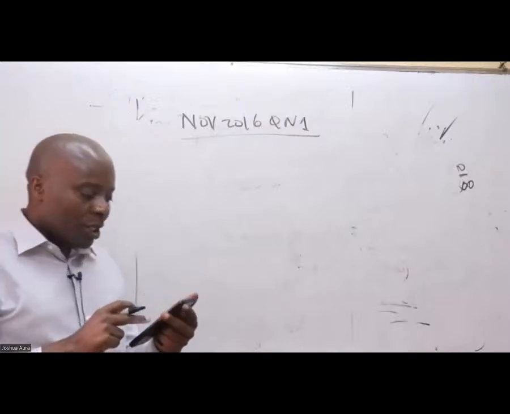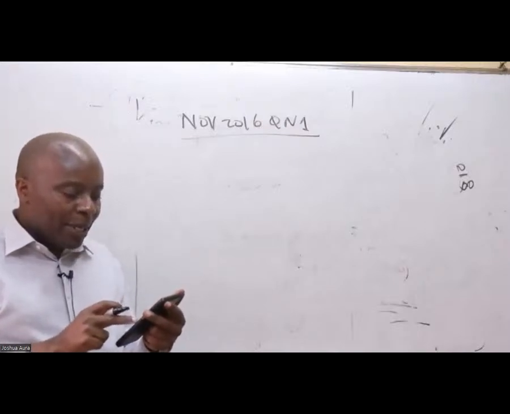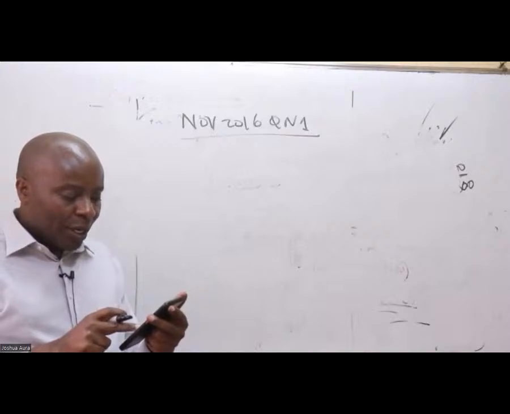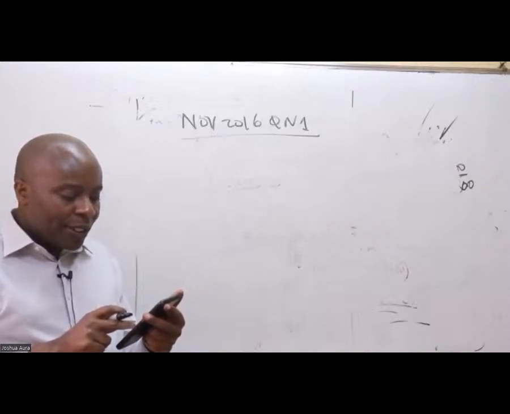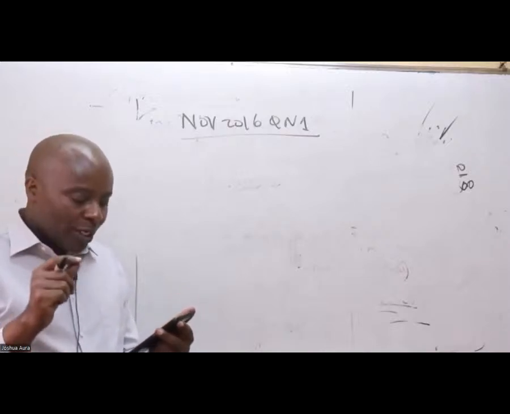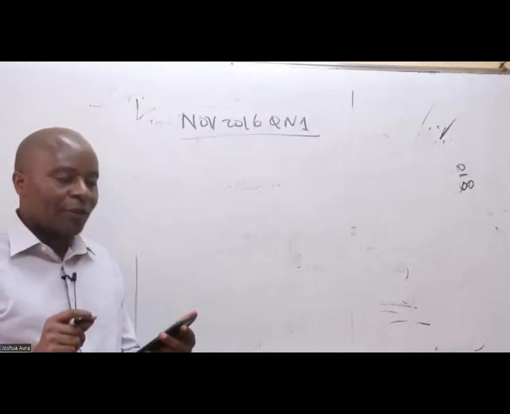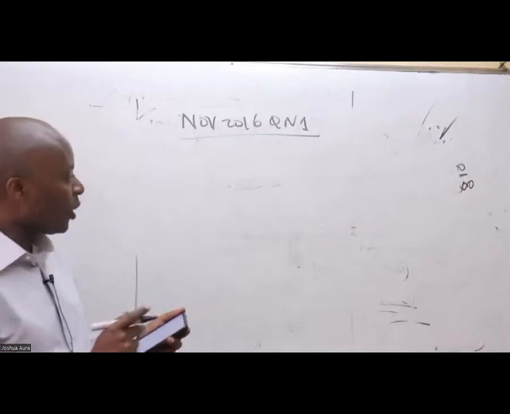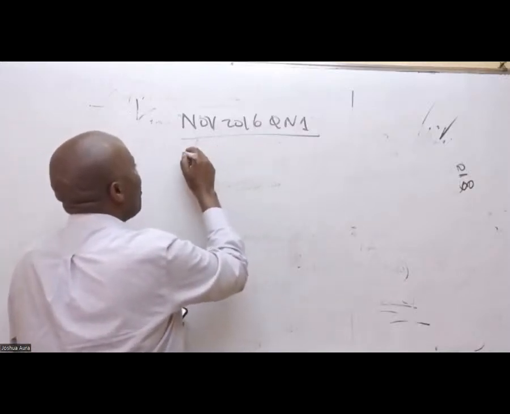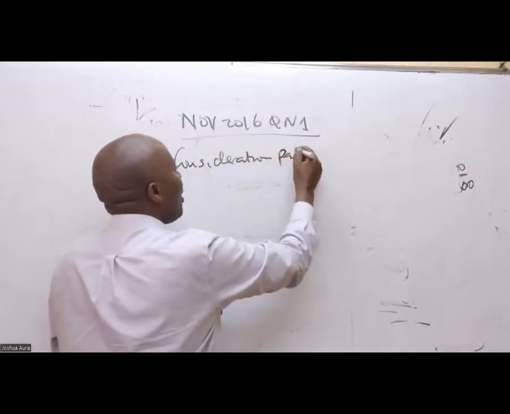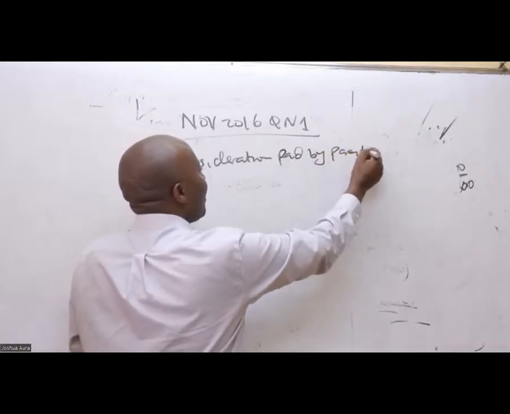We are told H Limited, a public limited company based in Kenya, owns 75% of the ordinary share capital of S Limited, a public limited company based in Rwanda. H Limited acquired S Limited on 1st May 2015 for 1,200 million Rwandese francs. So in this case, consideration paid by parent is 1,200.